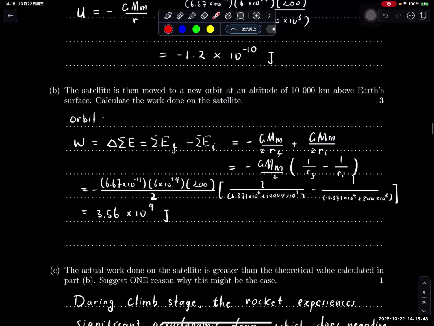Question B. The satellite is then moved to a new orbit. Okay, so it's from orbit to orbit. That means we have to calculate the work done with its changing total energy, because not only do we have to change the altitude, we also have to supply the required kinetic energy for it to maintain the orbit. So just use the net total energy equation. I should have also derived the total energy formula, GMm over 2R, in this case, but I think you know how to derive it, so just leave it.